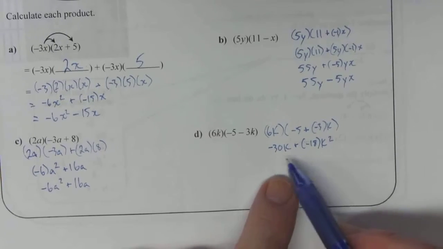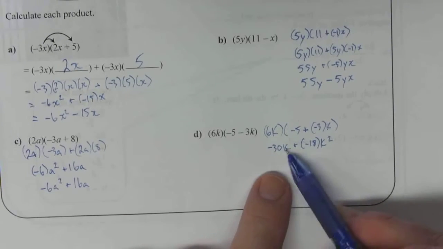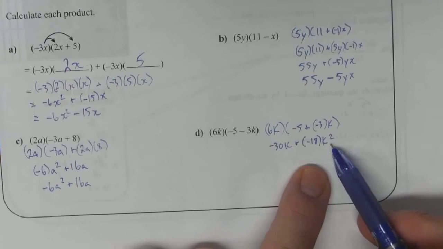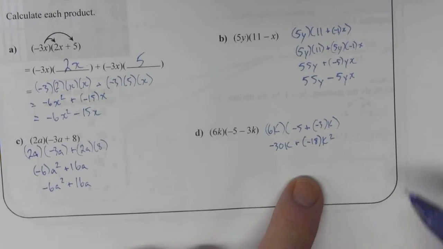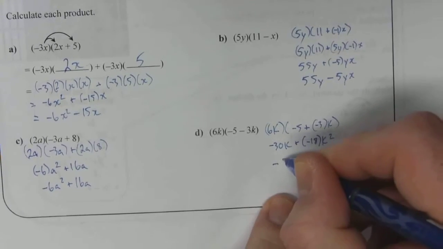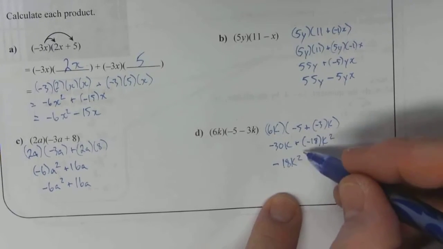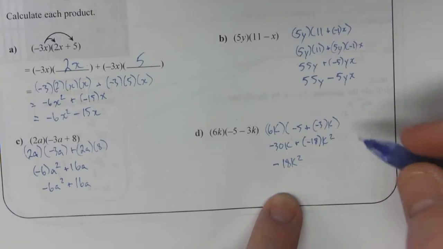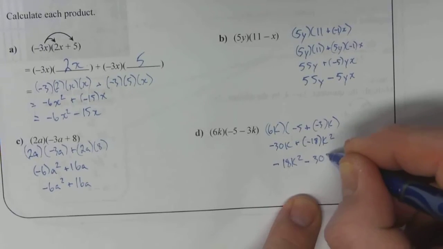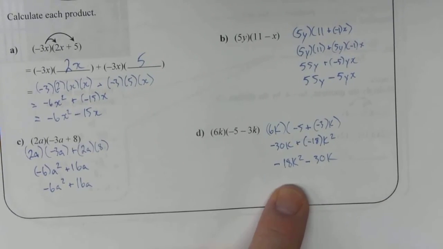Now, I'm noticing that I've got a degree 1 term here and a degree 2 term here. The degree 2 should come first. So I'm going to rewrite this as negative 18k squared. And then instead of addition, this is a negative 30, so I'm going to make it a subtract 30k. And that is probably your best solution for D.